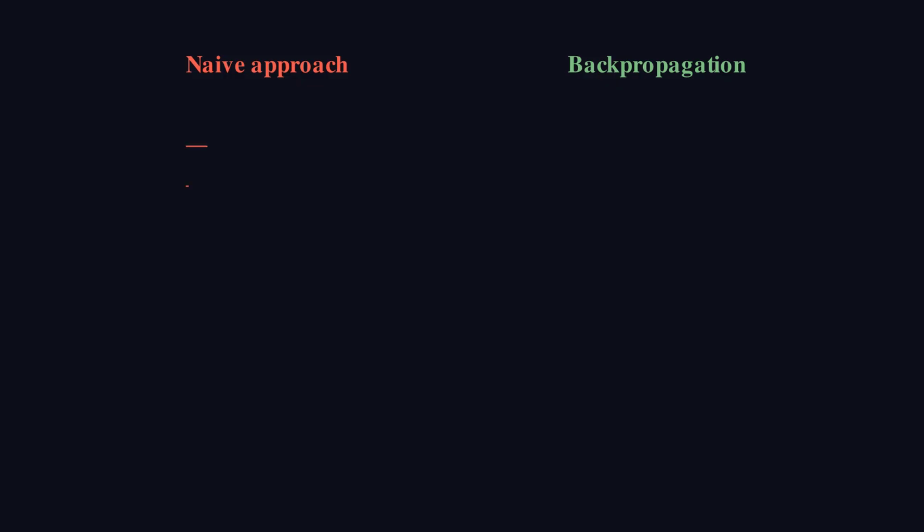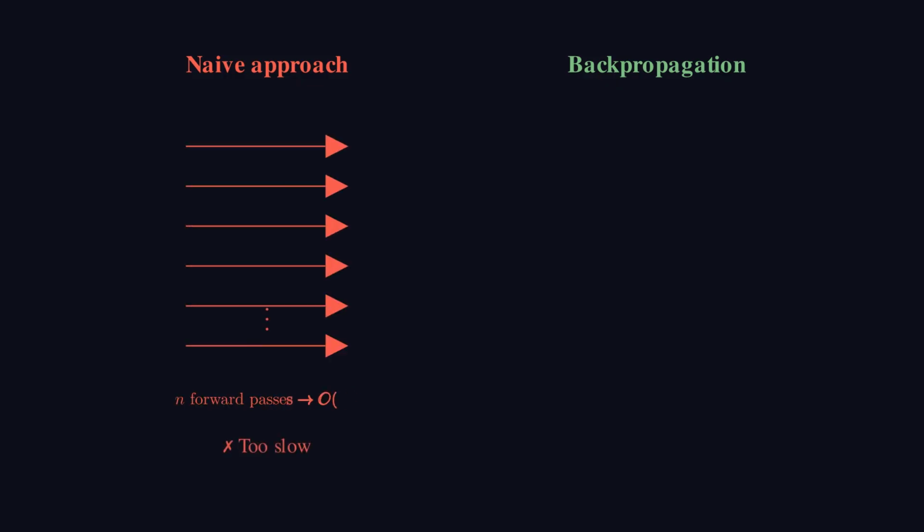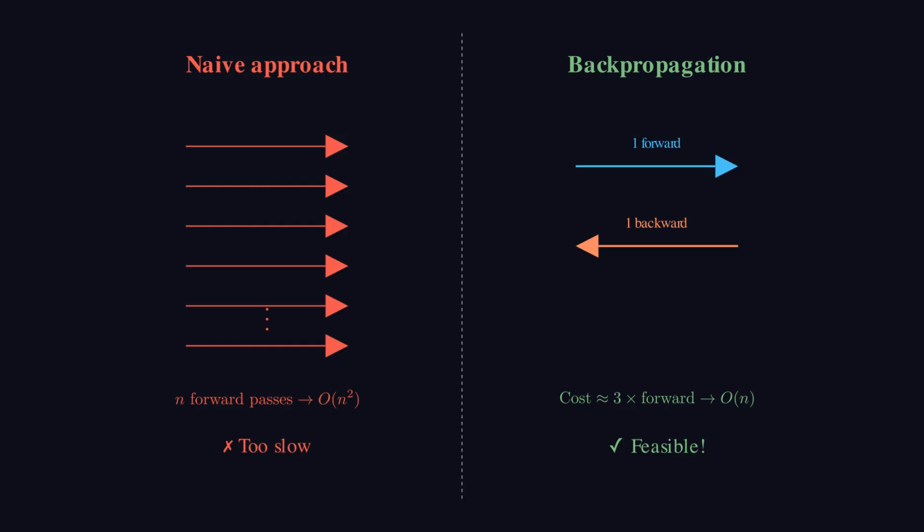Here's why backpropagation is genius. Without it, you'd need to compute each gradient separately. For n parameters, that's n forward passes. Way too slow. Backpropagation computes all gradients in just one backward pass. One forward pass, one backward pass, all gradients. The cost of the backward pass is roughly twice the cost of the forward pass. So training is about 3 times the cost of inference. For a model with 1 billion parameters, that's the difference between feasible and completely impossible.